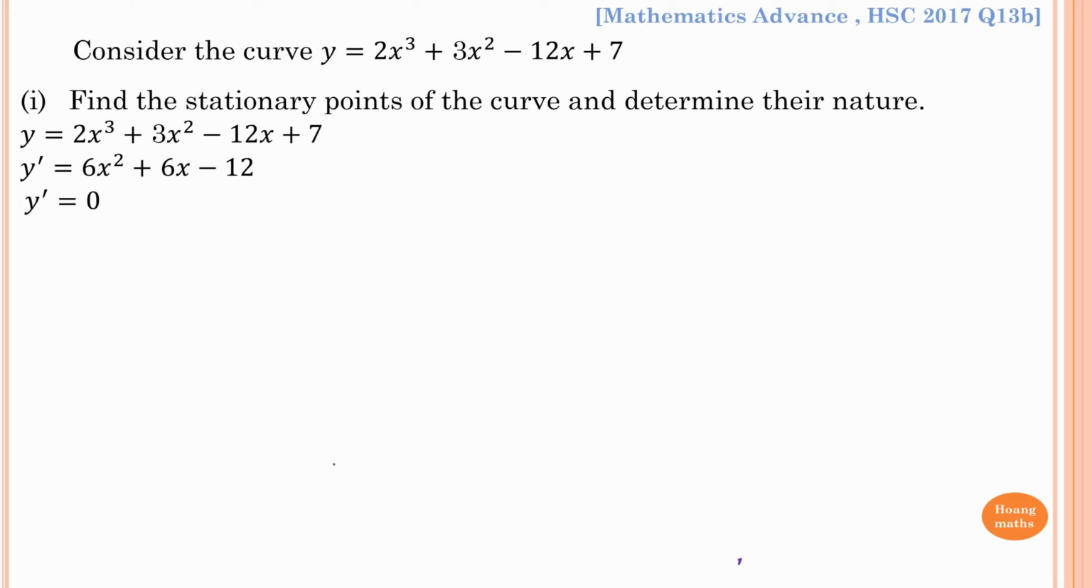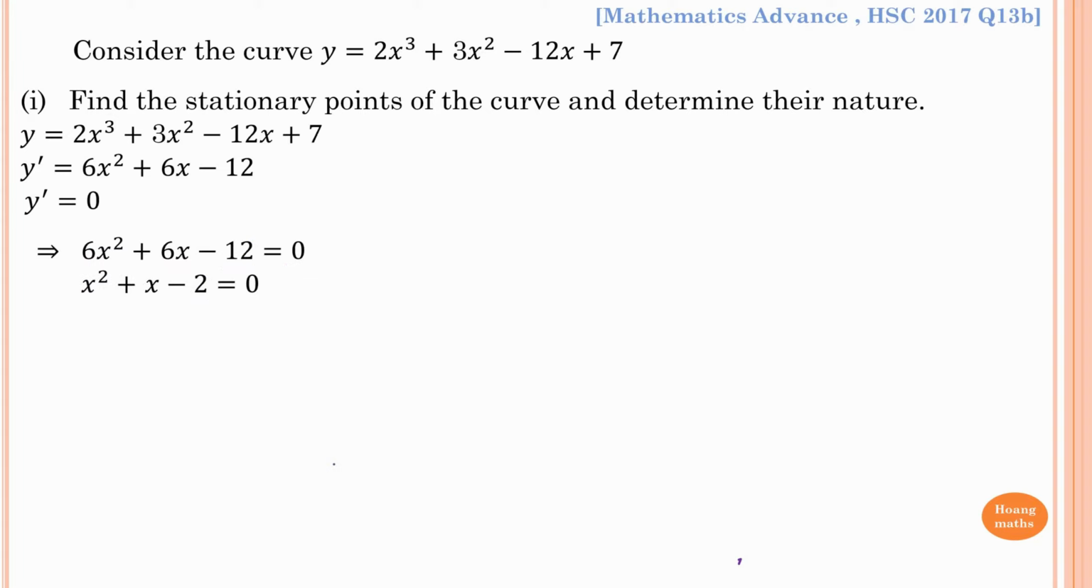So when y dash is 0, this means that 6x squared plus 6x minus 12 is equal to 0. To solve this, first of all I divide everything by 6 to make it simpler. So this cancels out, and 12 divided by 6 gives me 2. So that means x squared plus x minus 2 is equal to 0.